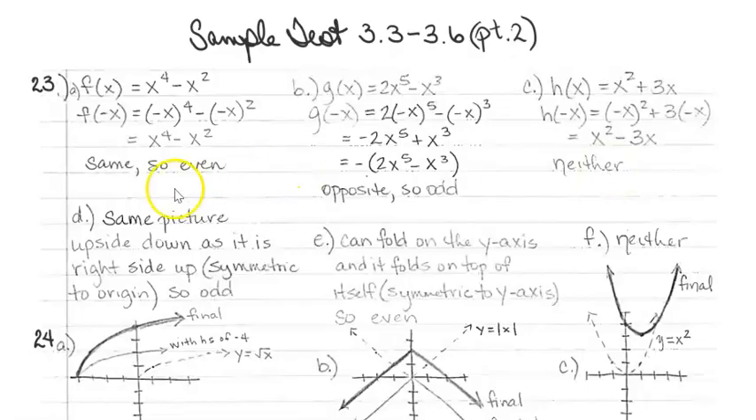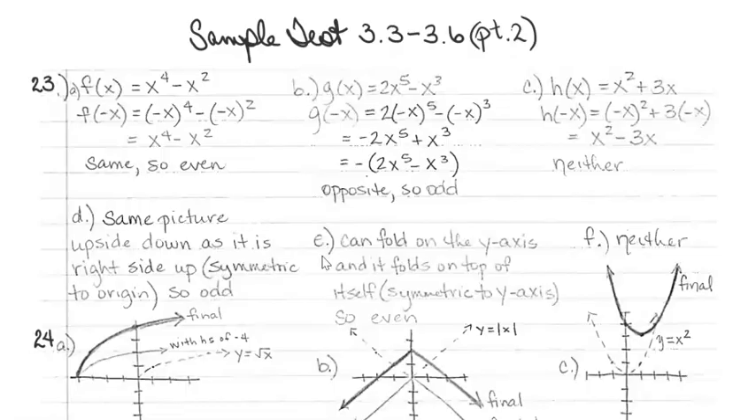All right, then for D, E, and F, they gave us a graph and we were trying to look at the graph and tell if it was even, odd, neither. For D, if you take your picture and you turn it upside down, it is the exact same picture upside down as it is right side up. So that means it's symmetric to the origin. It's an odd function.